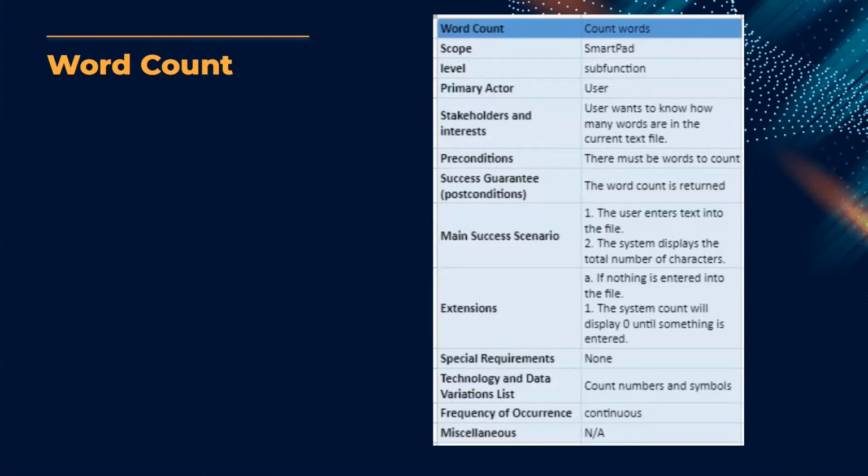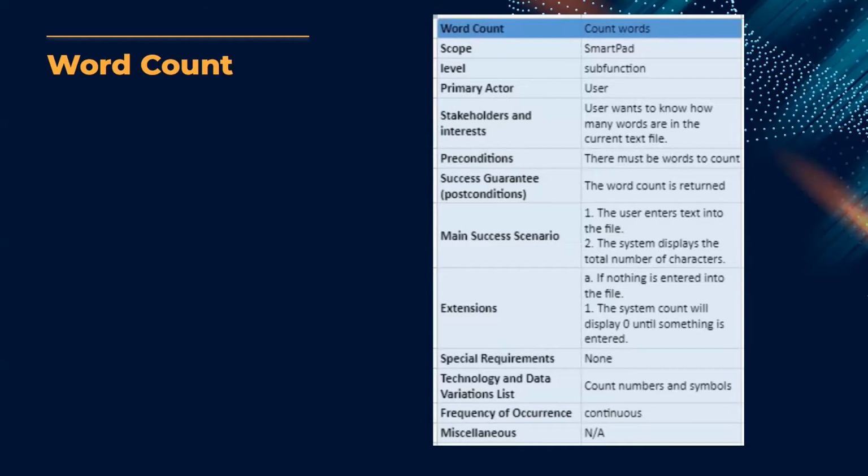Stakeholders and interests is again for the user. So the user wants to know how many words are within the current text file. Preconditions. The only precondition would be that there needs to be text within the file to count. Success guarantee is just that, it's simple. The word count, the number of words is returned.